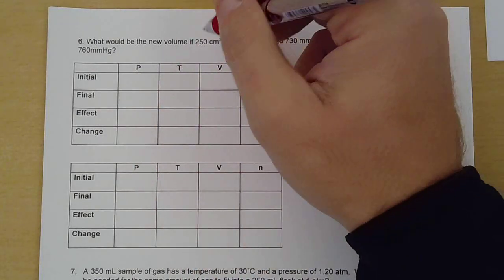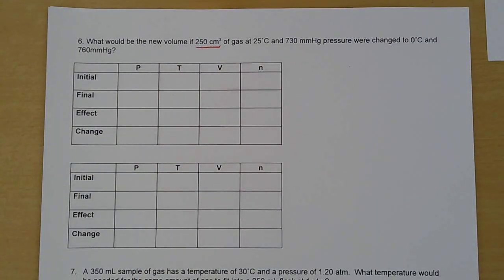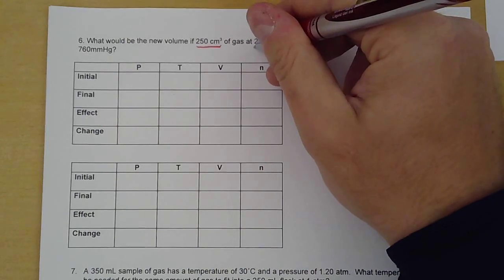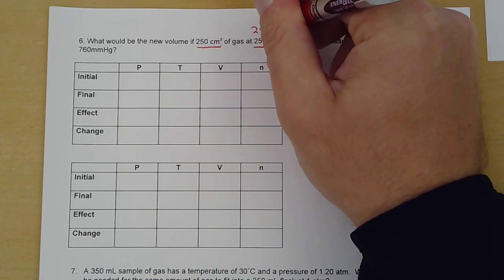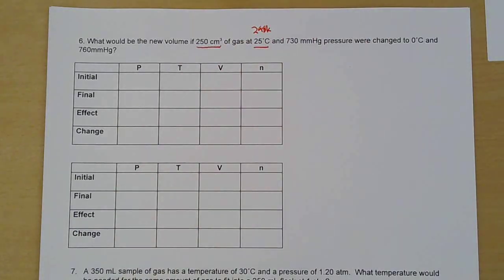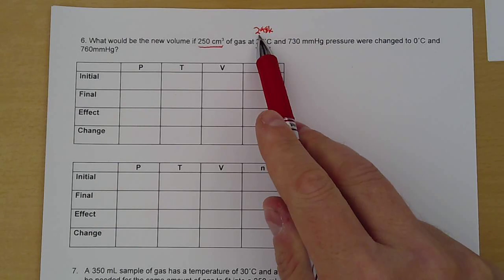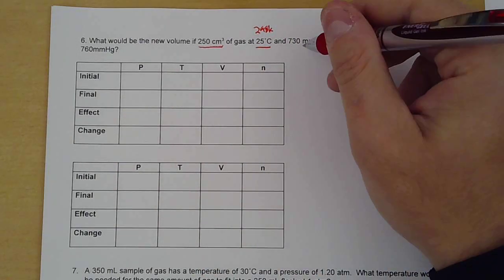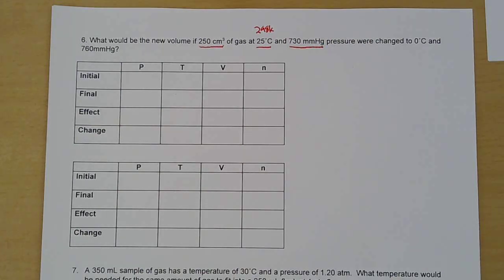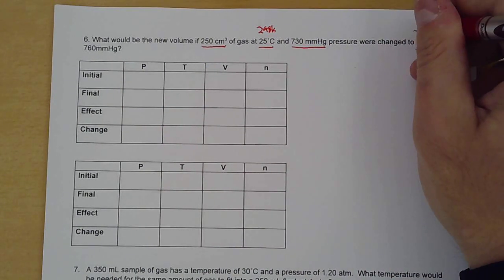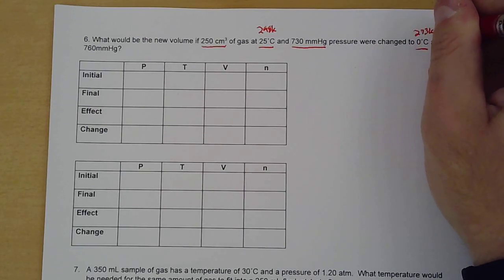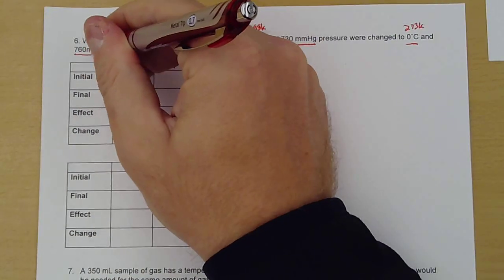What would be the new volume if 250 centimeters cubed of gas at 25 degrees Celsius? I'm going to immediately change that over to Kelvin just as I'm reading it, just because I want to make sure that I do that. So 25 plus 273 equals 298 Kelvin, and has a pressure of 730 millimeters of mercury. It was changed to 0 degrees, so 0 plus 273 equals 273.